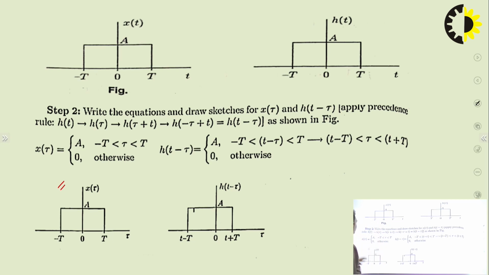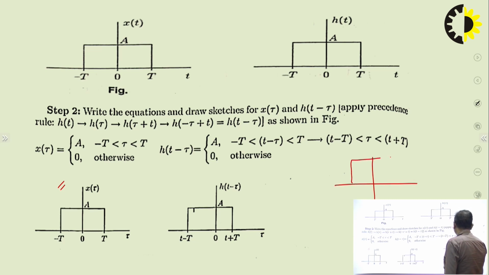We have simply replaced t by tau, which is the dummy variable, and the other one is t minus tau, h of t minus tau. So first of all, we will draw h of tau. So h of tau is nothing but simply like x of tau. So this is basically h of tau, from minus T to T, with amplitude A. Now we will draw h of t minus tau.